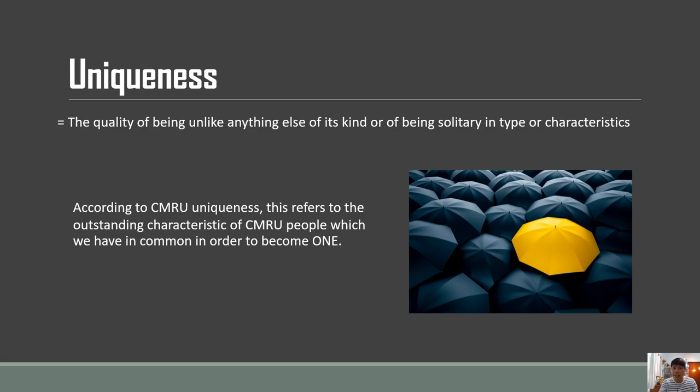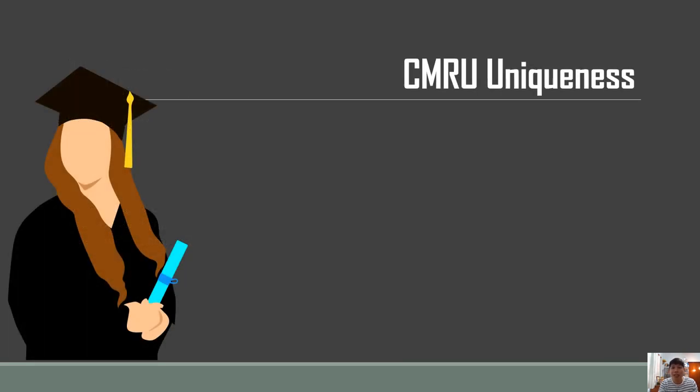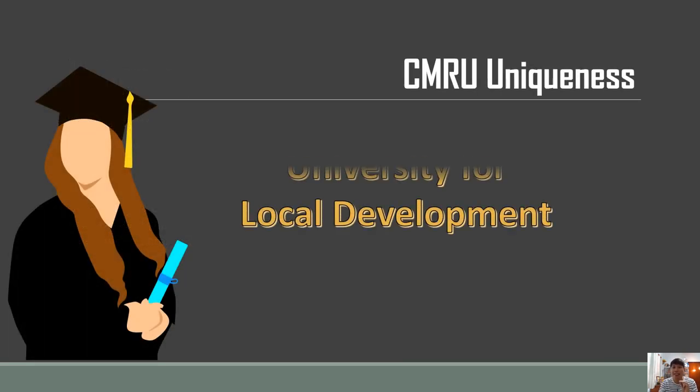And for our uniqueness, or maybe some people call it our DNA. You know DNA? You can find out what DNA stands for. Our CMRU uniqueness, or our DNA, is being a university for local development. That means that our university focuses on local development. Local means our community, okay?